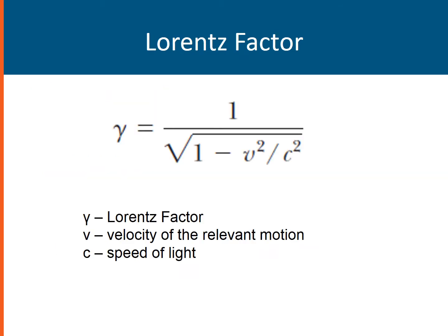In the previous lesson, time dilates and length contracts by a factor known as the Lorentz factor. We could symbolize the Lorentz factor with the symbol gamma, and it is equal to 1 over the square root of 1 minus v squared over c squared, where gamma is the Lorentz factor, v is the velocity of the relevant motion, and c is the speed of light.